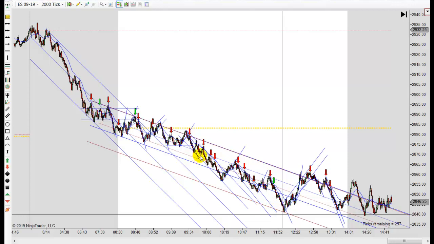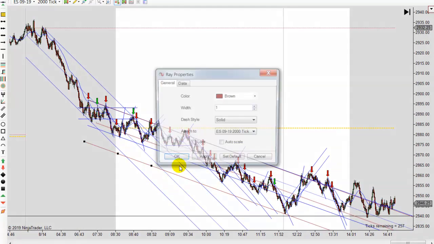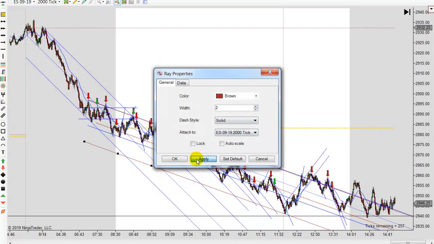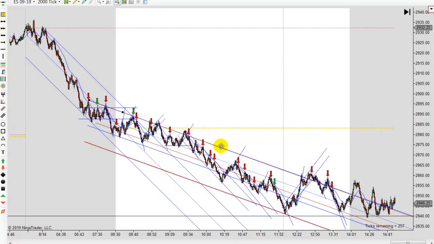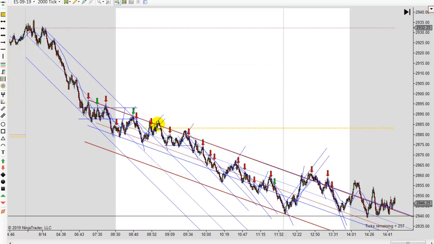The brown channel didn't really help you, but I put it on here temporarily just so you can see it. Let me just make this a little darker for the moment, just to make it a little easier for everybody to see. There you can see it a little better, and you can see that there's clearly a two-tiered bigger channel than what we were looking at earlier.